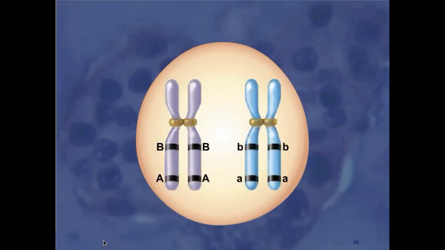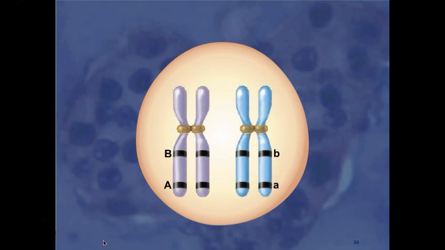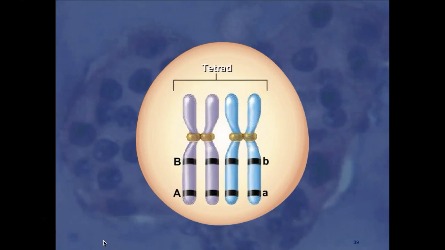Crossing over during meiosis allows for recombination of genes between homologous chromosomes. This alters the arrangement of genes on the same chromosome. Crossing over occurs frequently during prophase I of meiosis, when homologous chromosomes associate with each other in a structure called a tetrad.